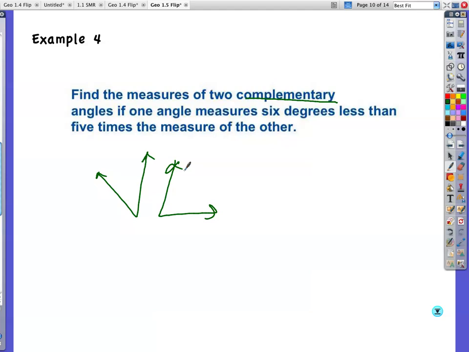And what did I say? Put down x in one of them. You don't know what one of those angles is. But the other one is 6 degrees less than 5 times the other. And it doesn't matter if you put the x in the big one or the small one. It'll all work out in the end. But the total of these two, since they're complementary, is going to be 90 degrees. So now I take these two and set them equal to 90.